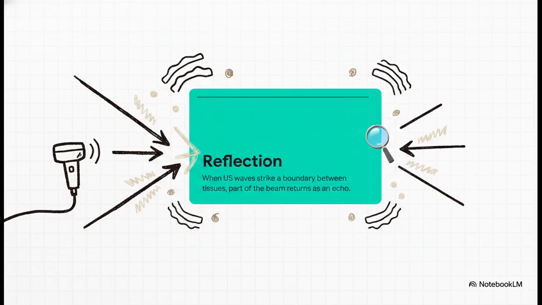When the sound hits that boundary, a part of the ultrasound beam returns back to the probe as an echo, while the rest continues deeper until it hits the next boundary. So the really crucial takeaway here is that the image on your screen is entirely built from returning echoes. Your probe is quite literally both the speaker shouting into the body and the microphone listening for the bounce back.